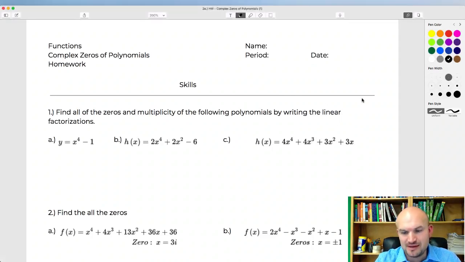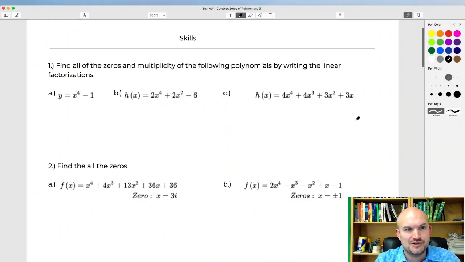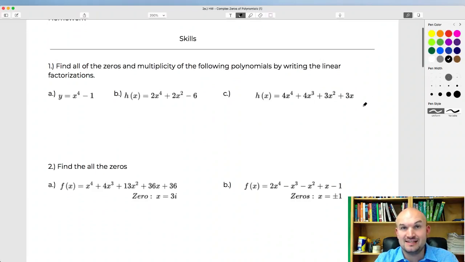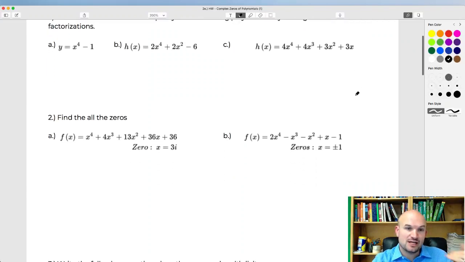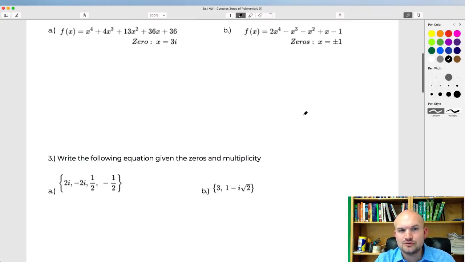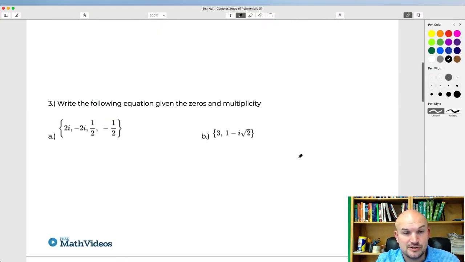So what we're going to do, a couple of the problems we're going to be looking at here in this live stream is covering finding the zeros and multiplicity of a polynomial as well as writing the linear factorization. Then we're also going to get into how to find all of the zeros when we're given a zero or zeros. And then we'll look into writing the equation of a polynomial when given zeros with multiplicity. I guess there's no multiplicity in this one. So just given the zeros as complex zeros.